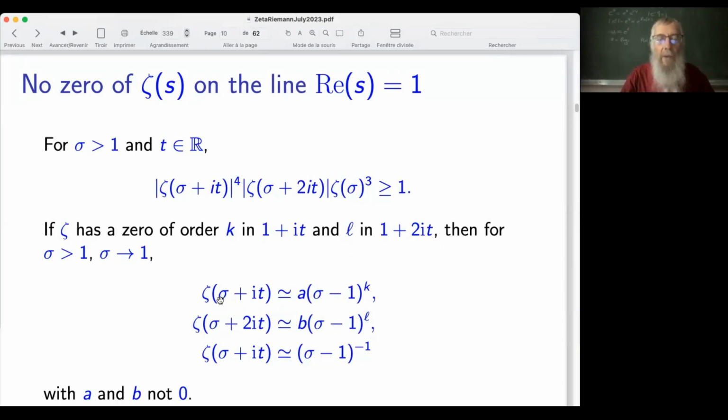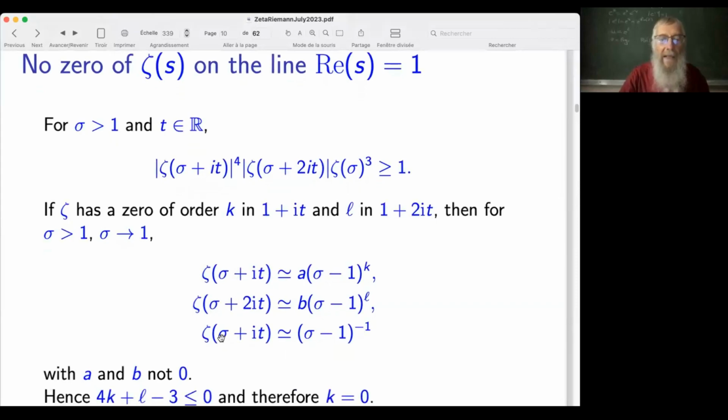And so when we have a 0 of multiplicity k, zeta of sigma plus it is equivalent to sigma minus 1 to the k times a constant, which is not 0. Zeta of sigma plus 2it is another constant times sigma minus 1 to the L, because sigma minus 1 is tending to 0. And we know the behavior of zeta at the point sigma, as sigma tends to 1. Excuse me, this is not sigma plus it, this is sigma. Zeta of sigma is sigma minus 1 to the minus 1.